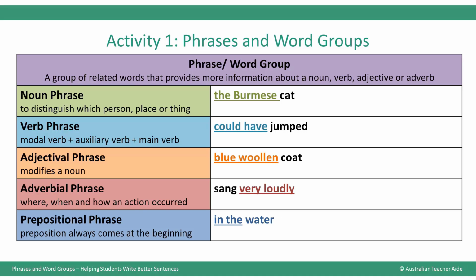So these are my sample answers. Of course, you could have had anything there, but for the noun phrase, I had the Burmese cat, which obviously distinguishes it from other cats. I used both a modal and an auxiliary verb with jumped, so could have jumped. I used words to describe coat, to make an adjectival phrase, blue woolen coat. I described how the person sang very loudly with an adverbial phrase, and my prepositional phrase was in the water.